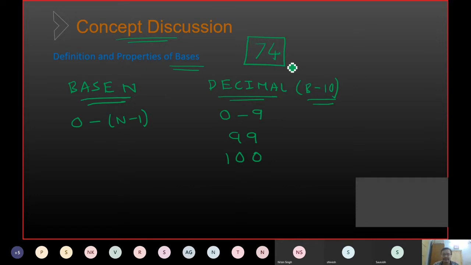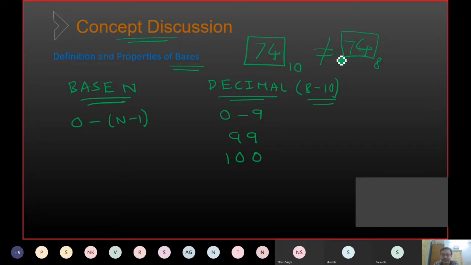Now, let's take the number 74. This is by default assumed to be in base 10. What would have happened had we had to represent the same number 74 in a different base? So for example, let's take the number 74 base 8. Are these two the same, 74 base 10 and 74 base 8? They are not the same. Why are they not the same? Because the base is different.